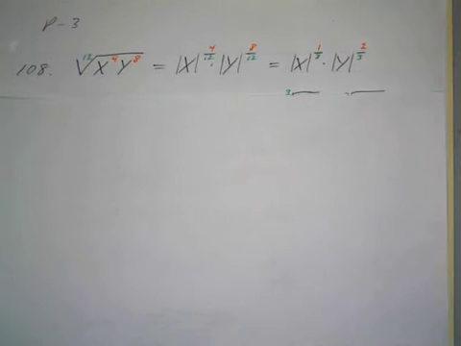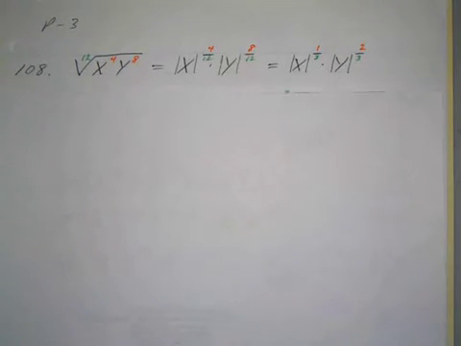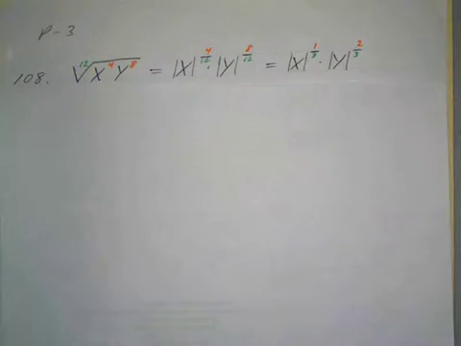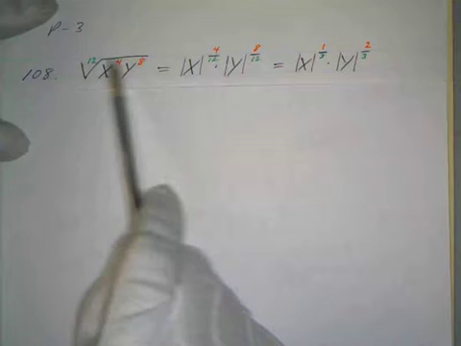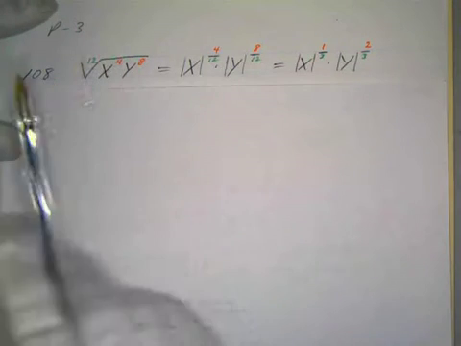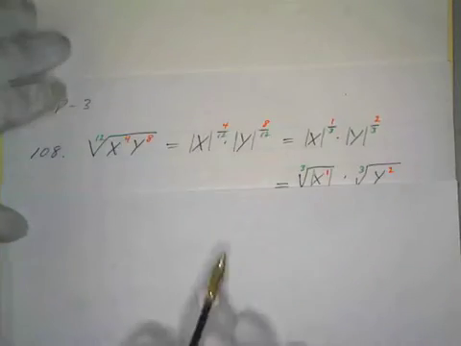And then 108. We'll take a look at 108. Now this is where you have to be careful because we didn't stipulate that x was going to be positive and y would be positive. So remember, when you're taking even roots of even powers, that's like the square root of a squared. And we kind of should jot this down.